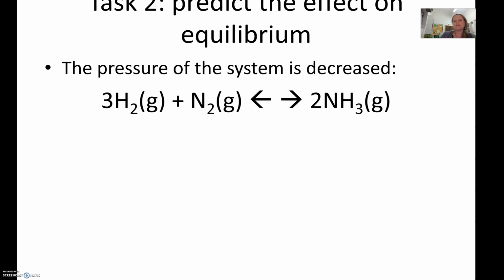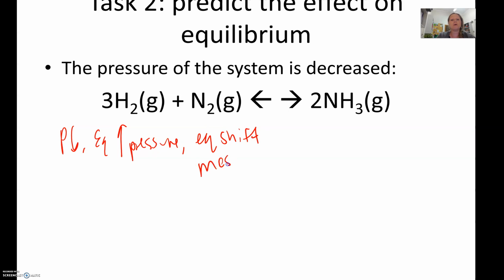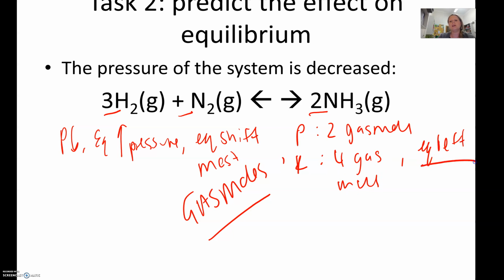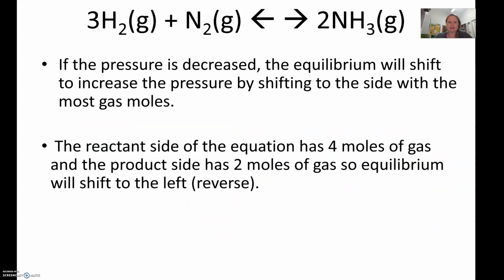So what if the pressure of the system is decreased? So if the pressure of the system is decreased, the equilibrium will shift to increase the pressure. How will it increase the pressure? The equilibrium will shift to the side with the most gas moles. You can't forget to say gas moles. So the products have got 2 gas moles. The reactants have 3 plus 1 makes 4 gas moles. So therefore the equilibrium will shift to the left, because it's got the most gas moles. So I hope that makes sense. And there's the answer there.